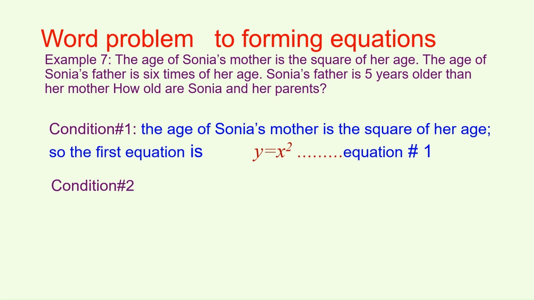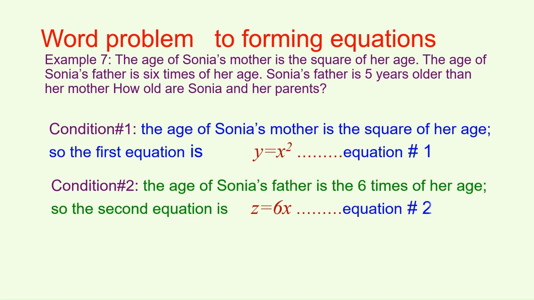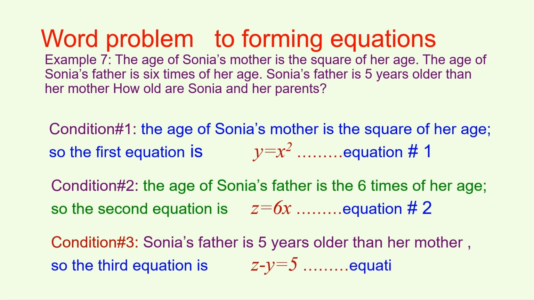Condition number 1. The age of Sonia's mother is the square of her age. So the first equation is y equals x to the power 2. This is equation number 1. Condition number 2. The age of Sonia's father is 6 times her age. So the second equation is z equals 6x. This is equation number 2. Condition number 3. Sonia's father is 5 years older than her mother. So the third equation is z minus y equals 5. This is equation number 3.